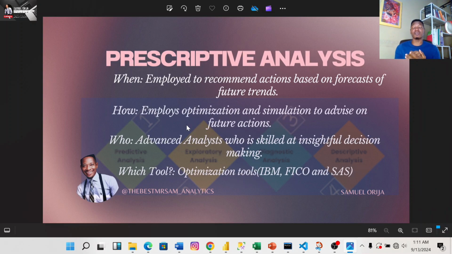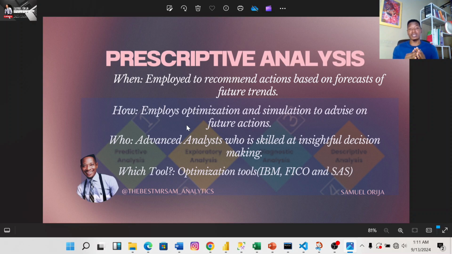Moving forward, you also have prescriptive analysis, as the name implies. When you go to a doctor, if you have been diagnosed of a particular ailment, the next thing that will follow is prescription. What do you have to use? Now for prescriptive analysis, it is employed to recommend actions based on forecasts of future trends. Now, how? You employ optimization and simulation to advise on future actions.